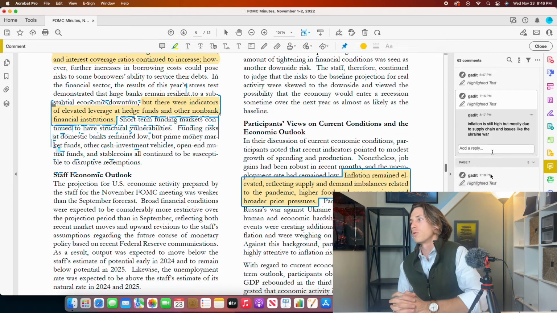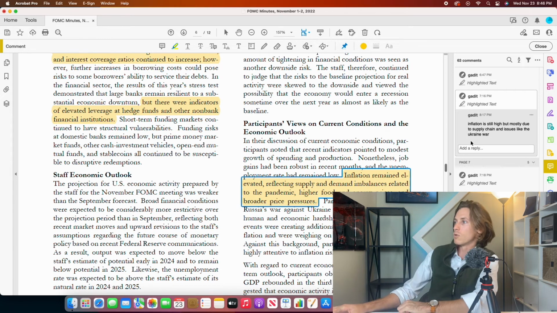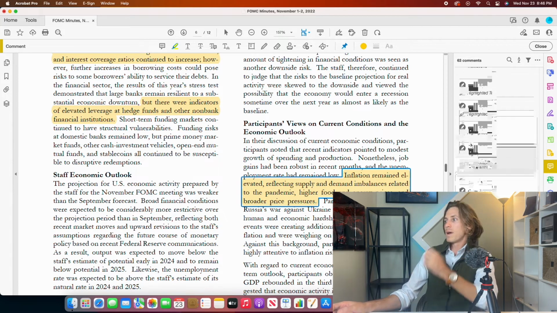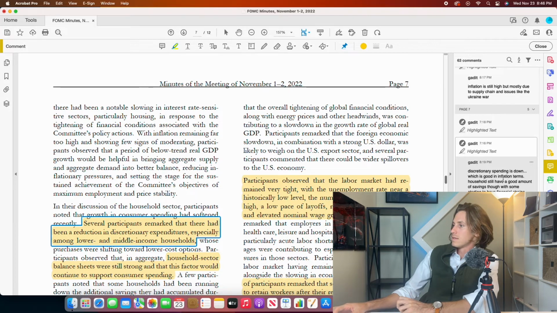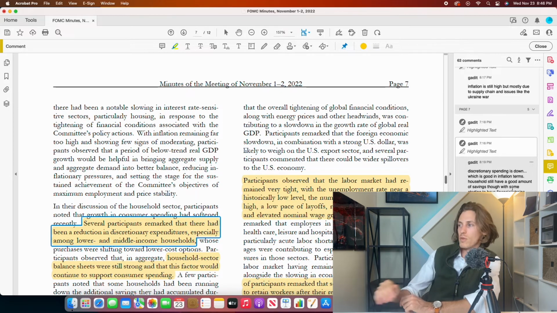Inflation is still high, but mostly due to supply chain issues like the Ukraine war. Discretionary spending is down, which is good for inflation. People are spending less money on stuff they don't need. They're focusing their money on stuff they actually need, like housing, food, and gasoline. Households still have a good amount of savings, although some households are starting to have financial strains. So it's starting to hit more and more families. The more families it hits, the less families will consume, and the more inflation will drop, because less consumption will help inflation to go down.